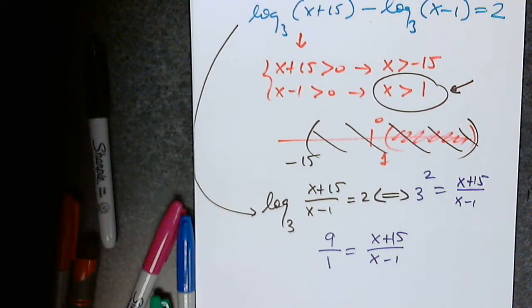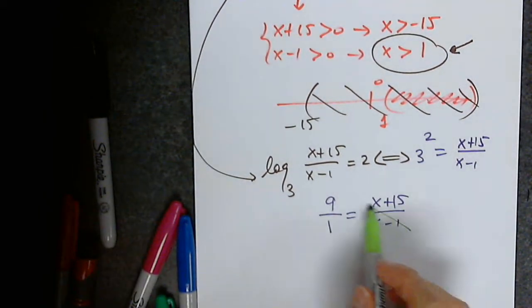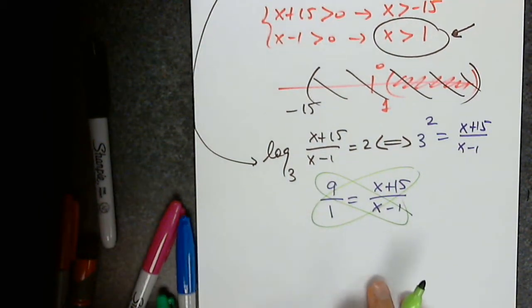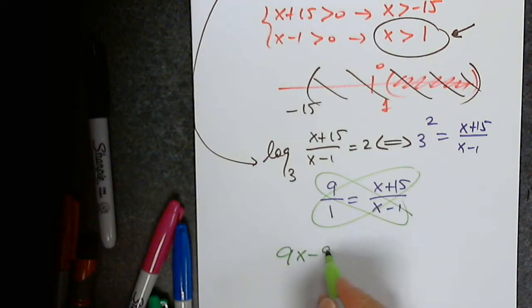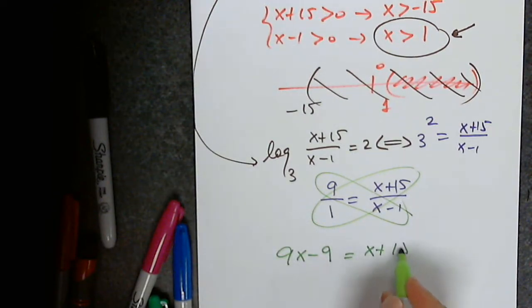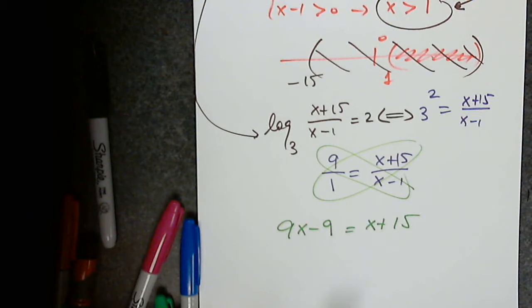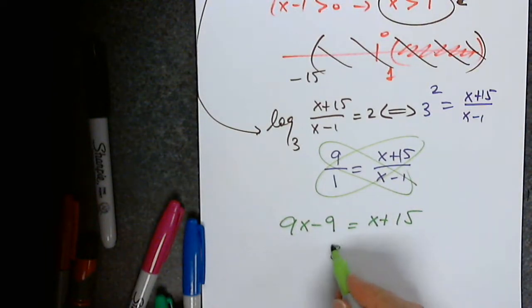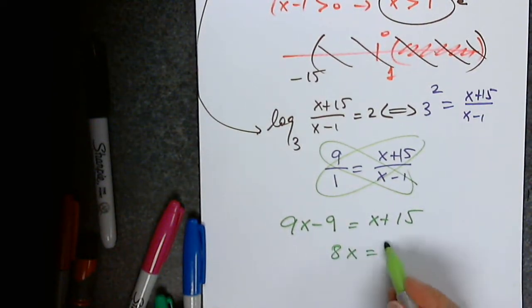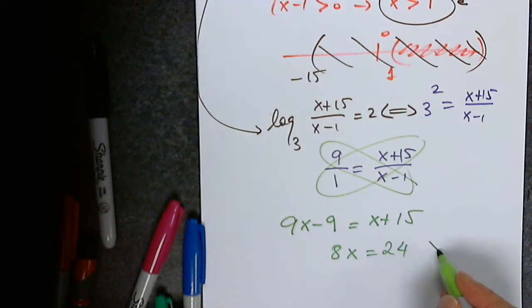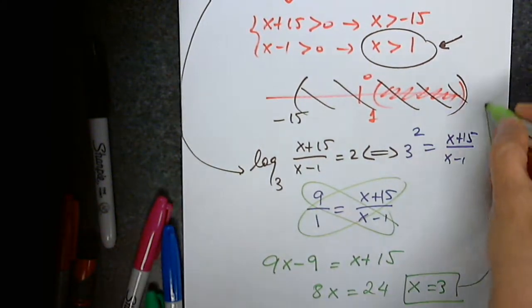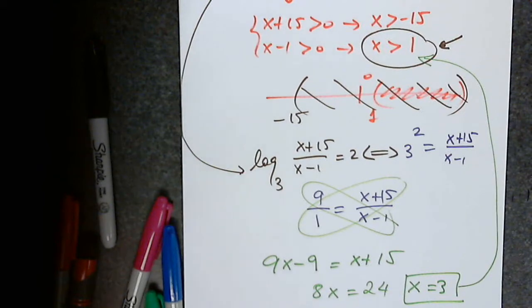To give you a hint. And what is the hint? Cross multiply. Right. So 9x minus 9 equals x plus 15. Or 8x equals 24. Or x equals 3. Is this in the domain? Yes. So it will be accepted then.